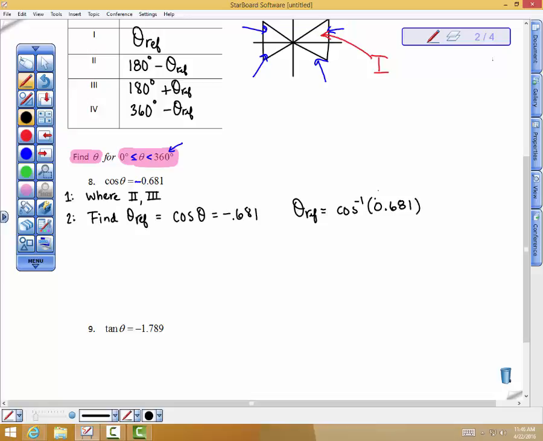The reason for a positive and not a negative is because I want a little angle. I want an acute angle. I want a first quadrant angle. When you do that, you're going to find that the size of that reference angle is 47.1 degrees.